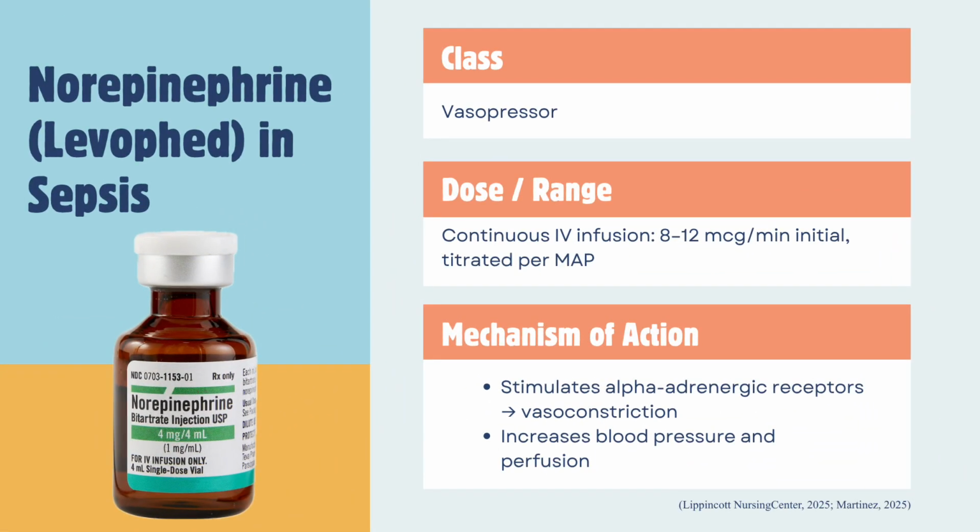Norepinephrine, also known as Levophed, is a vasopressor commonly used in the management of septic shock. It is administered as a continuous IV infusion, typically starting around 8 to 12 micrograms per minute, and is titrated based on the patient's mean arterial pressure. Its mechanism of action involves stimulation of alpha adrenergic receptors, which causes vasoconstriction. This increases systemic vascular resistance, thereby raising blood pressure and improving tissue perfusion in patients with sepsis-induced hypotension.